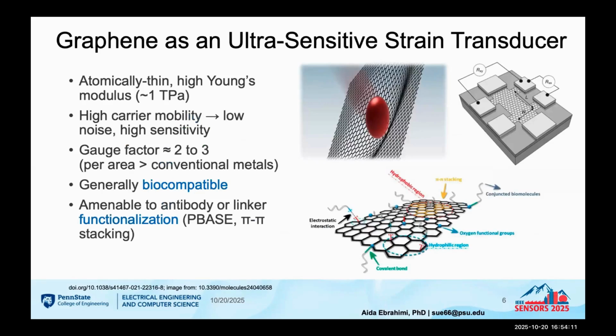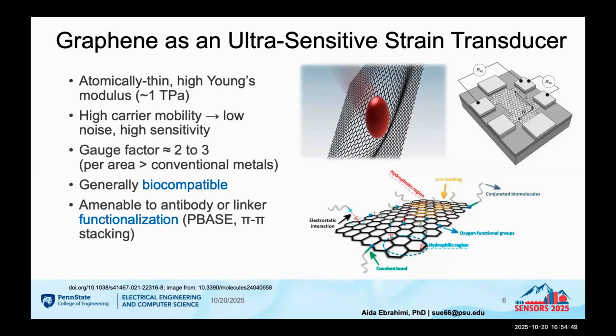Why graphene? It has a very high ion modulus and very high carrier mobility, which gives us high sensitivity, and its resistivity, or its piezoresistive behavior, can be modified. It can be modified by some defect engineering as well. And the gauge factor is 2 to 3 times more than normal metals, and it is generally very biocompatible, and it is also optically transparent. So if we want, we can do optical imaging at the same time.